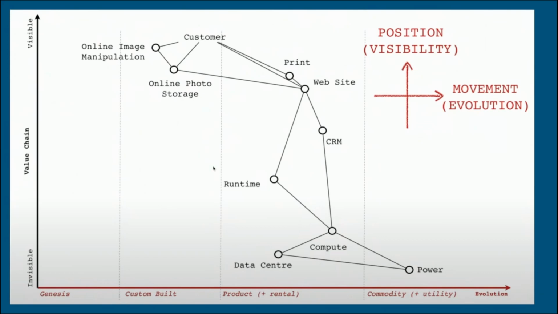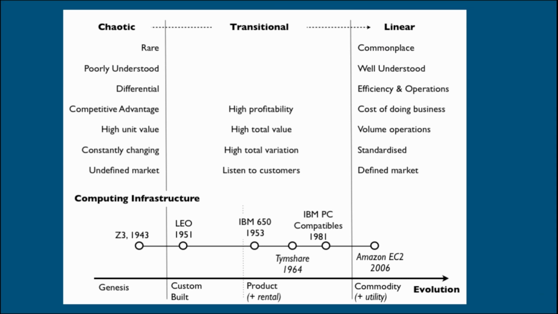So let's have a look further at this. The left, the middle, and the right are qualitatively different from each other, because in the world of Genesis, things are very poorly understood. This is where competitive advantage arises initially. And it's stuff that's constantly changing and has an undefined market. We don't know who even wants the first computer when we're building it in 1943.